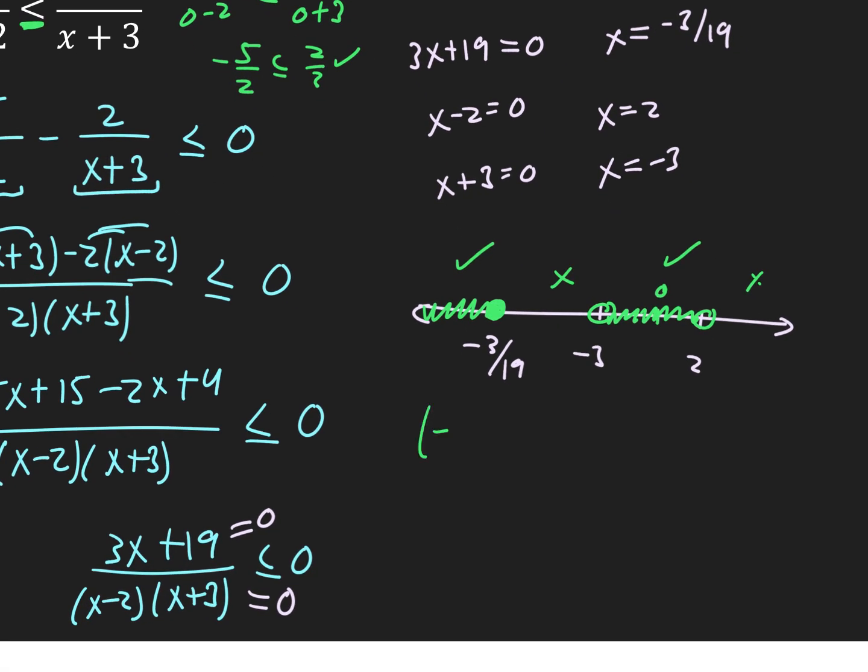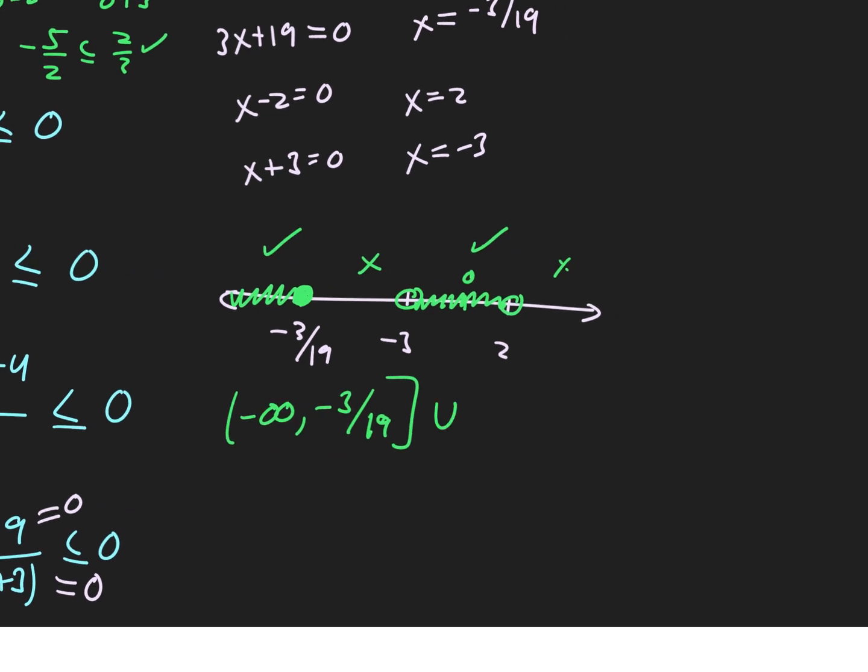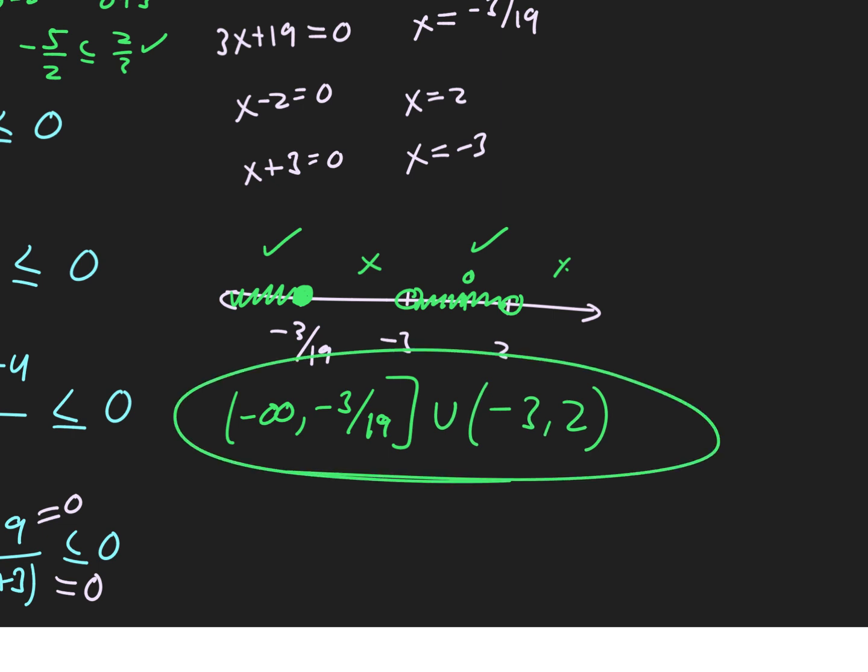So then writing this answer in interval notation is going to be negative infinity to negative 19 over 3 with a bracket, right? Because this one has the closed circle. Union, and then the negative 3 to 2 is going to have the parentheses because of what we just mentioned, right? It's going to be with the open circles. So then this would be your final answer, right, in interval notation, right?